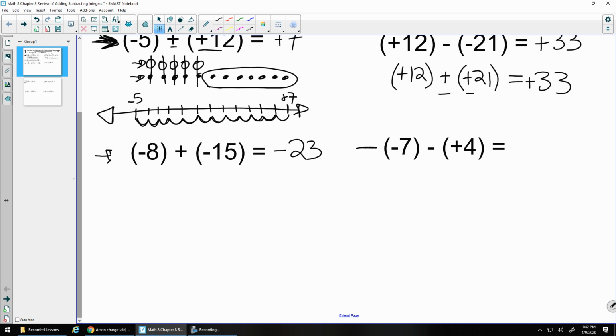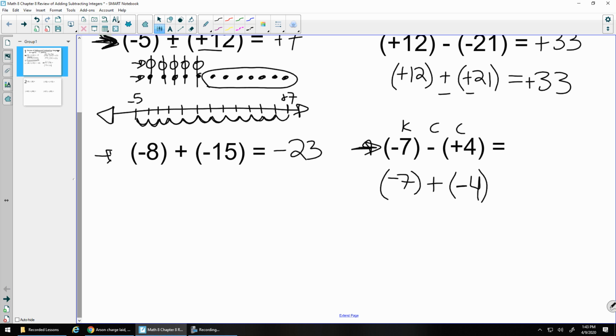So if we look at the next question here, negative 7 minus positive 4, we're taking away a positive, so overall we're becoming more negative. I could show this as well. If I keep, change it, I get negative 7, so I keep that the same, change subtraction to addition, and change my last unit to its opposite, it becomes a negative 4. And now I have negative 7 plus negative 4.